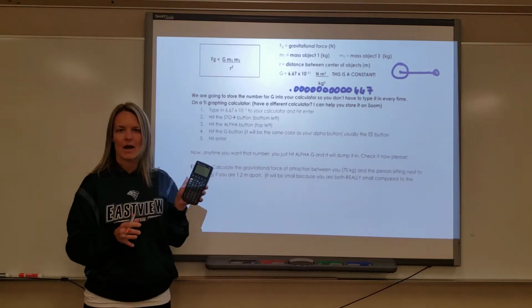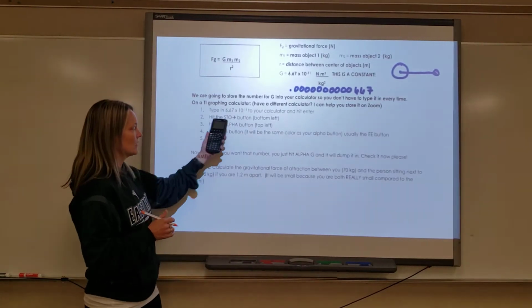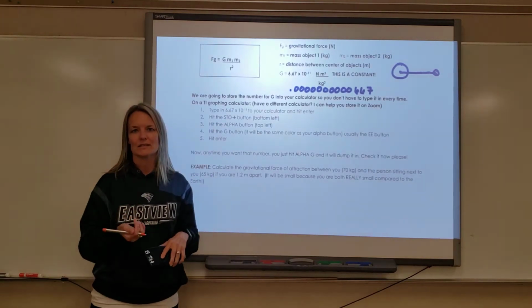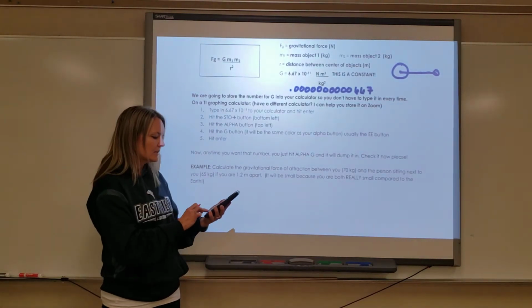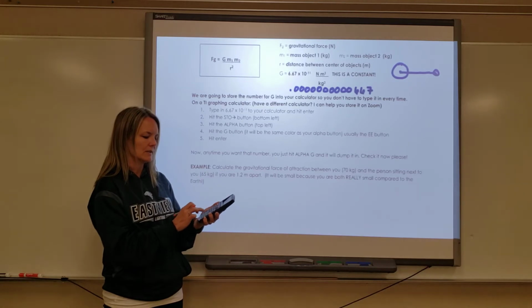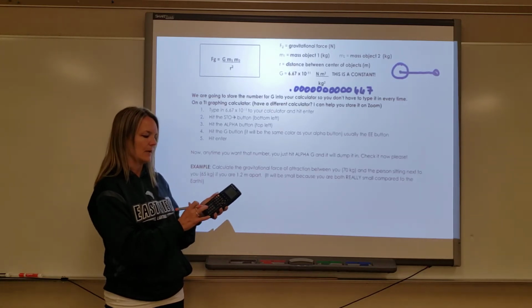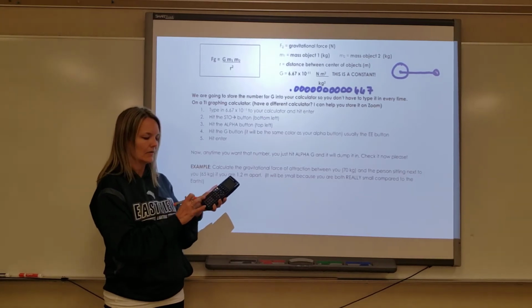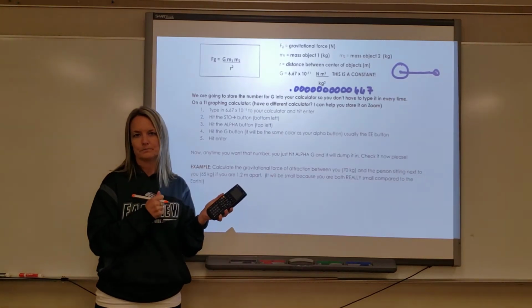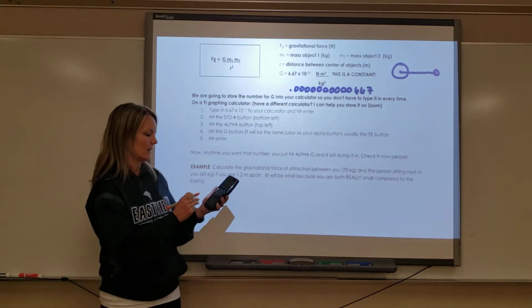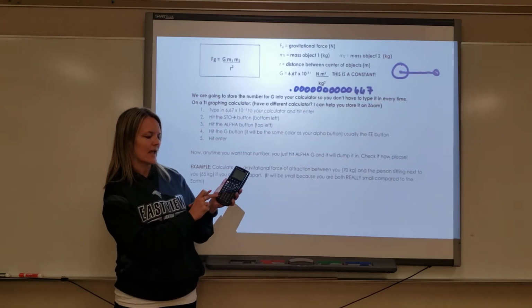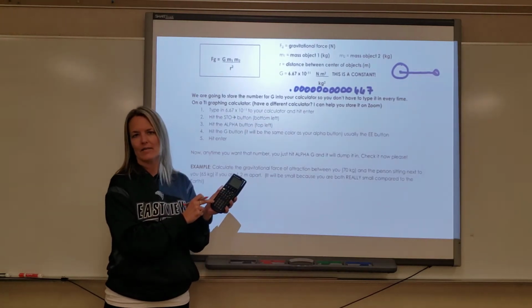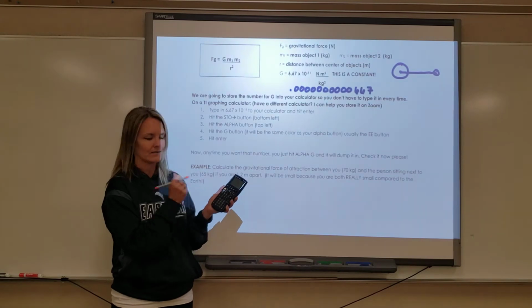But on the graphing calculators, the first thing that you have to do is type in the 6.67 times 10 to the negative 11. So into it, you just type 6.67, and then you hit times 10, caret button to the negative 11, and then you hit enter. Okay? From here, on the bottom left, there's an STO with an arrow button. That's the store button. So you hit that.